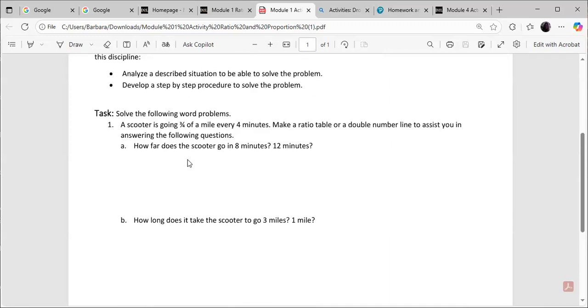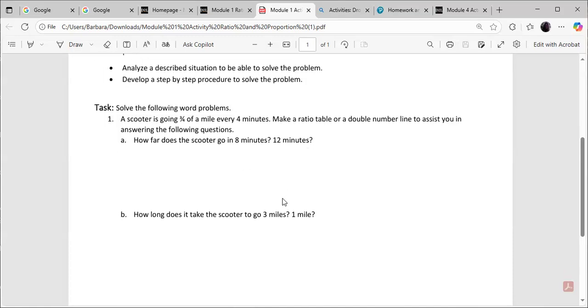The task is to solve the following word problems. It says a scooter is going 3/4 of a mile every 4 minutes. Make a ratio table or a double number line to assist you in answering the questions, such as A, which is how far does the scooter go in 8 minutes and then in 12 minutes? And then B, how long does it take the scooter to go 3 miles or 1 mile?